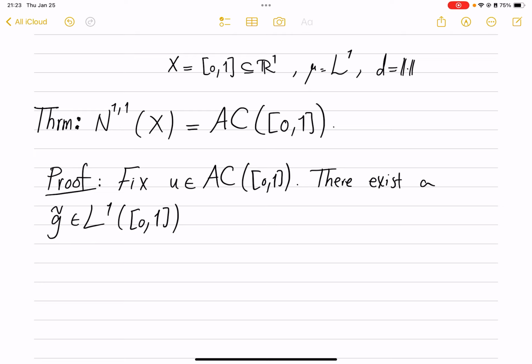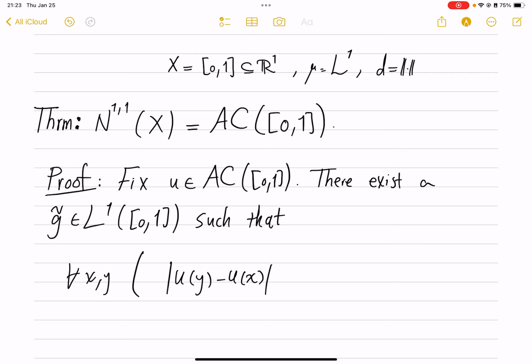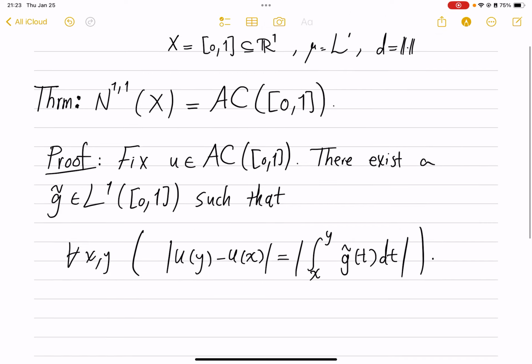We know that there is such an L^1 function with the property that for every x and y that you pick in the interval, the fundamental theorem of calculus holds. Because I don't want to say which one of these is bigger, I put the absolute value: |u(x) - u(y)| is at most the integral from x to y of |g tilde(t)| dt. So we have this holding for this g tilde.